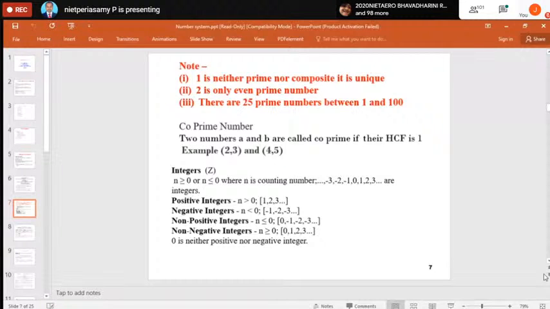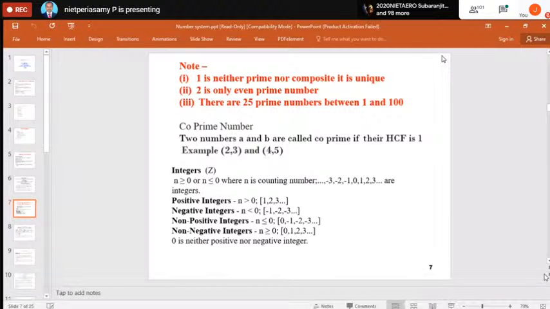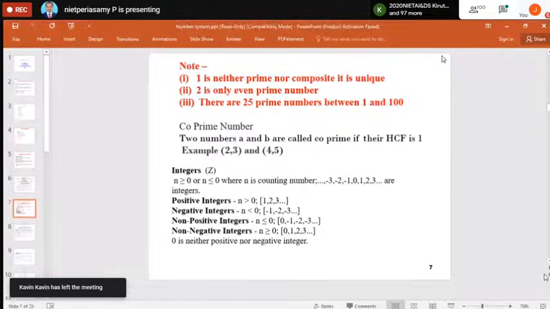Now identify the difference between positive integers and non-positive integers. In positive integers, 0 is not included. In non-positive integers, 0 is added. So the non-positive integers are 0, -1, -2, -3, etc. Similarly, non-negative integers are 0, 1, 2, 3, etc. In the case of non-positive or non-negative integers, 0 is added.